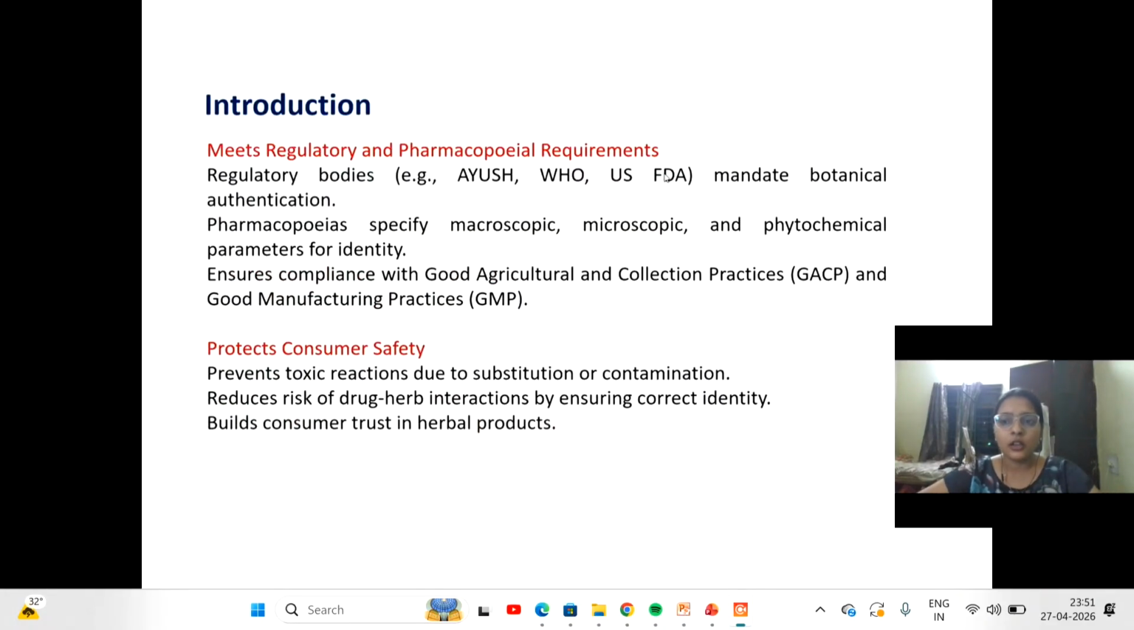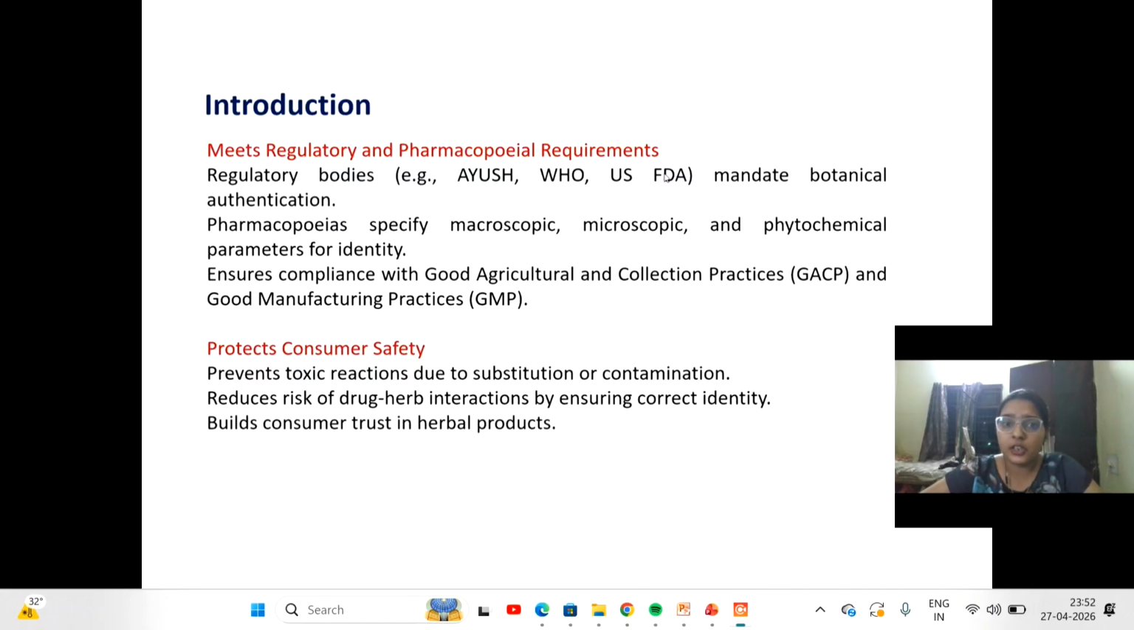So, it meets regulatory and pharmacopoeial requirements. Regulatory bodies, for example AYUSH, WHO, and US FDA, mandate botanical authentication, and pharmacopoeias specify macroscopic and microscopic and phytochemical parameters for identity. It ensures compliance with good agricultural and collection practices and good manufacturing practices also.